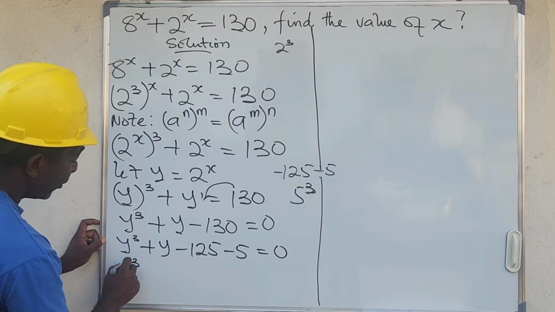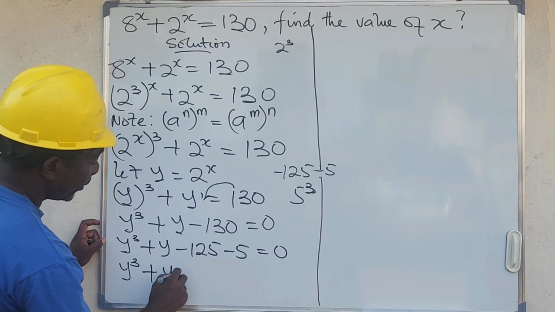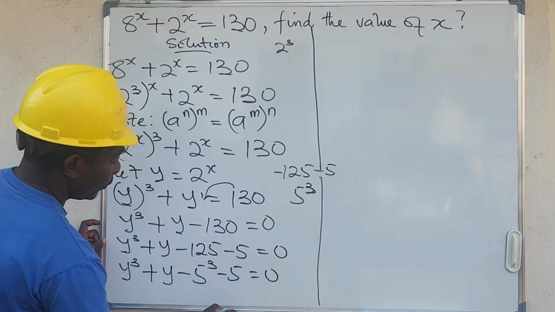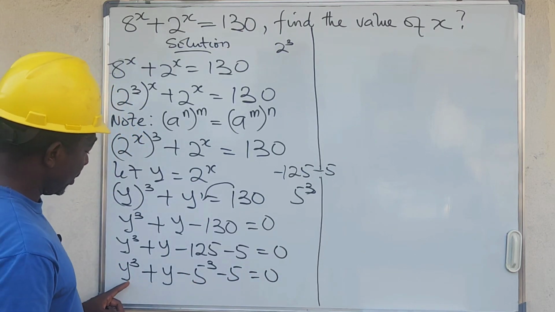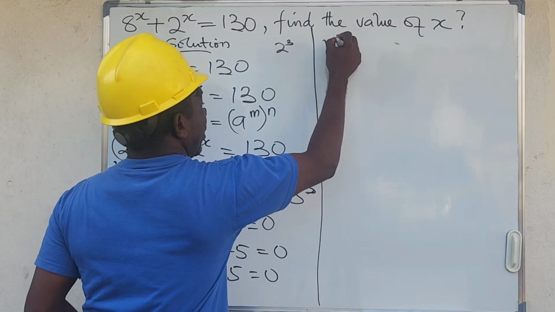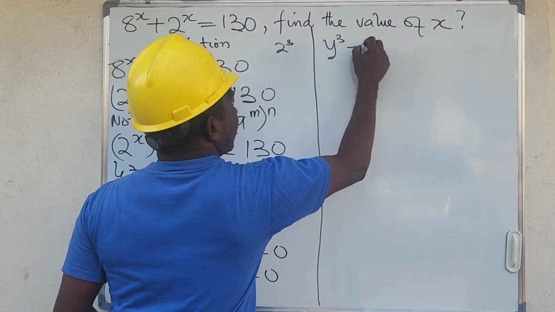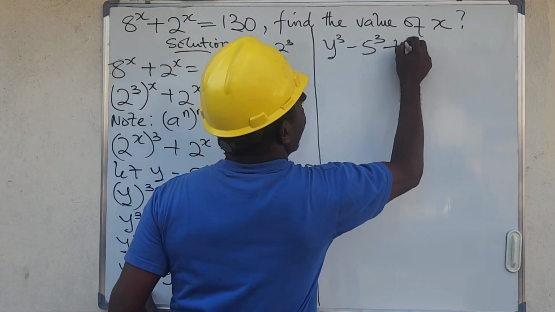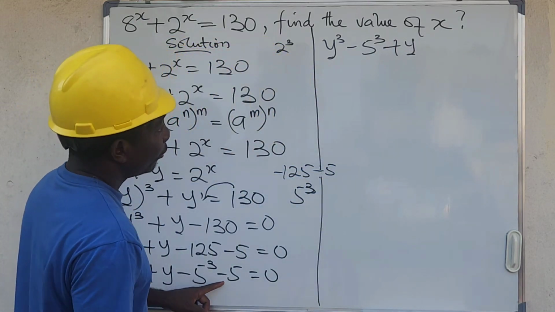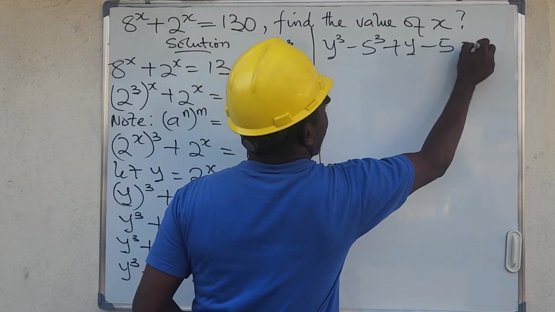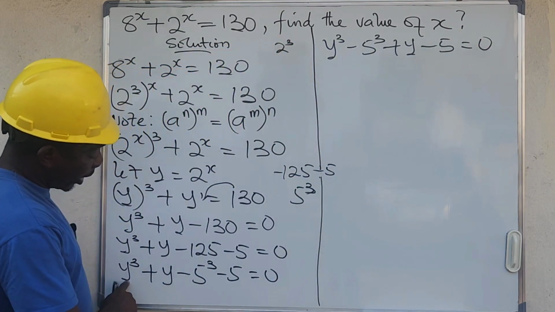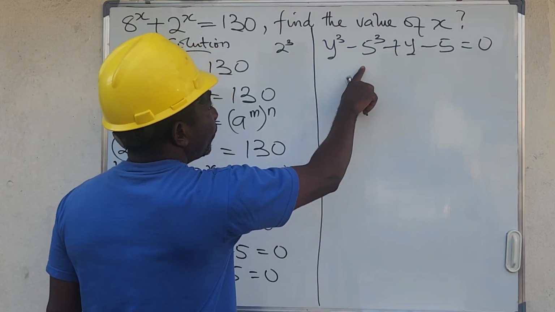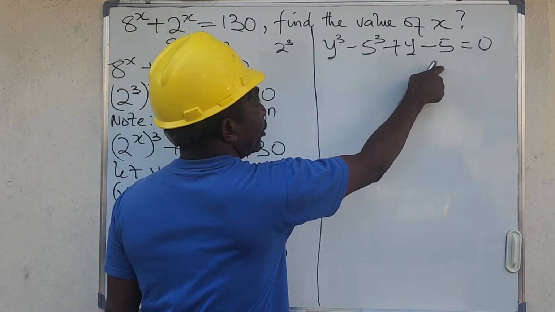We have y raised to the power of 3 plus y minus 5 raised to the power of 3 minus 5 equals 0. So we can rearrange this. Here it will become y raised to the power of 3 minus 5 raised to the power of 3. Then we bring down this plus y. Then we have minus 5 equals 0. We are just rearranging this. So here we have the cubic expression.